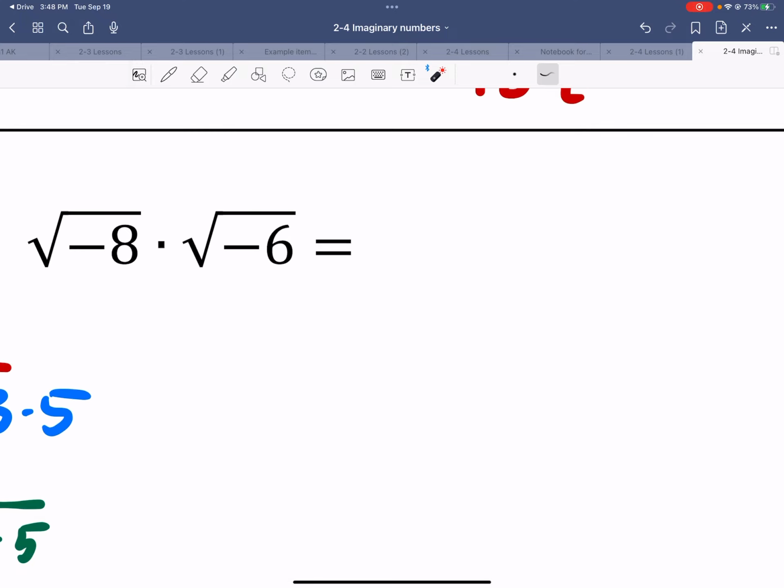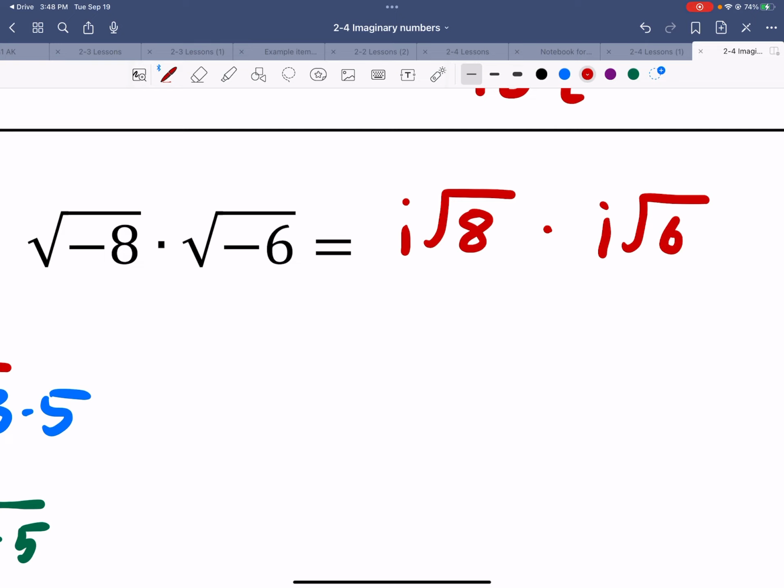So let's do this one. Step number 1. It's not negative 6 times negative 8. First, you've got to do it like that. And then multiply. So I times I is I squared. 8 times 6 is 48.